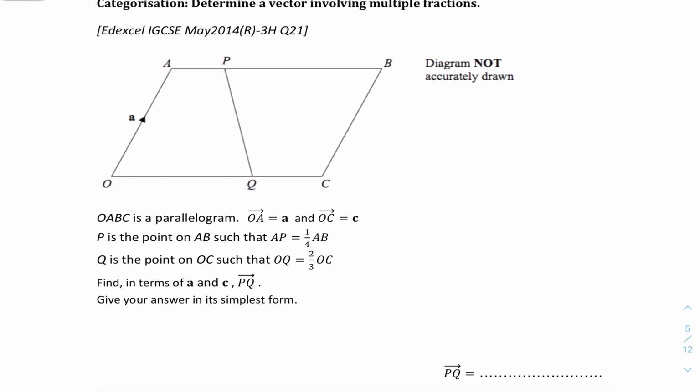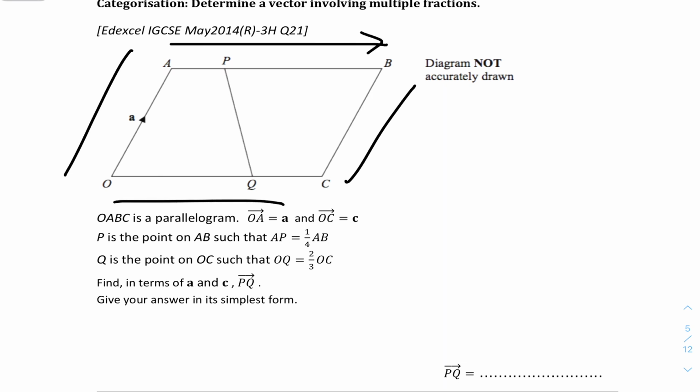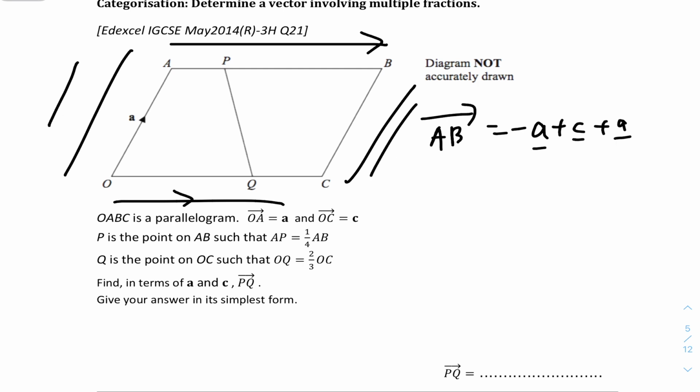So we know a few things, right? We have OA already, and because it's a parallelogram, this equals OA, and this equals OC, that means this side here equals OC as well, right? So we have to find AB to find AP, right? So AB is equal to minus a here, and then OC is basically c, plus c, and CB is the same as OA, which is plus a. And this cancels out, that means AB equals c.